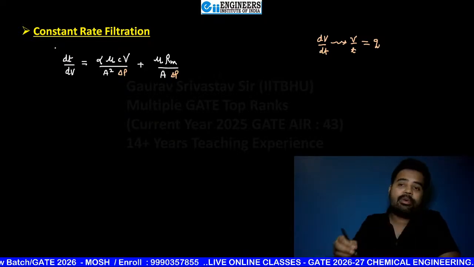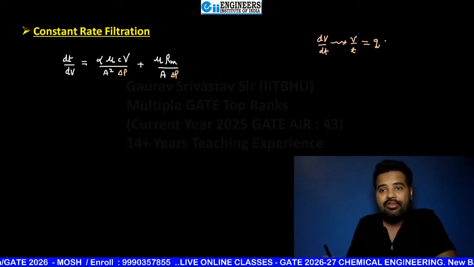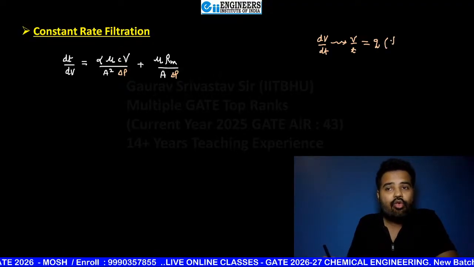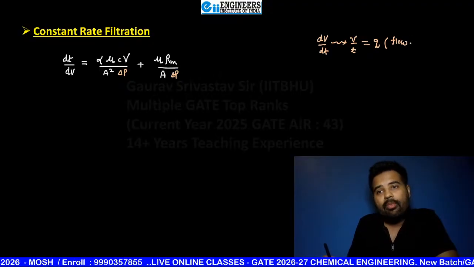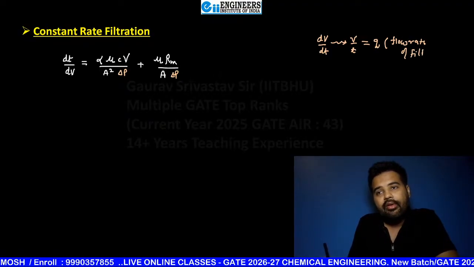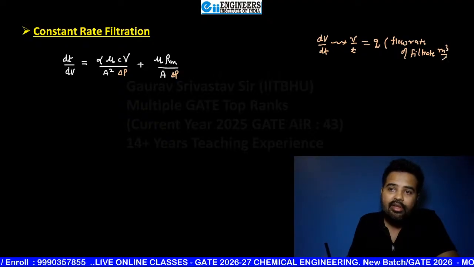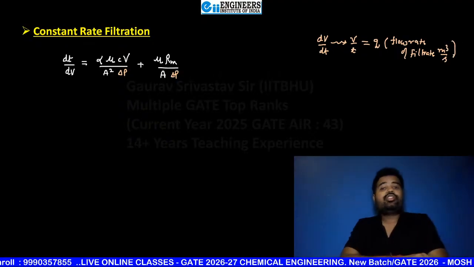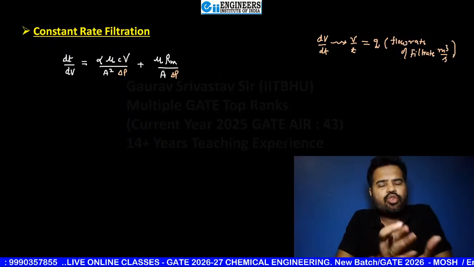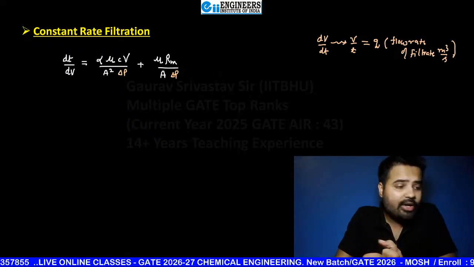Are you getting my words? What is this? This is the flow rate of filtrate, volumetric flow rate of filtrate. And you had seen in our previous lecture that this is a constant value in case of constant rate filtration. So no need to worry. We can write dv by dt as a constant q. Are you getting my words?